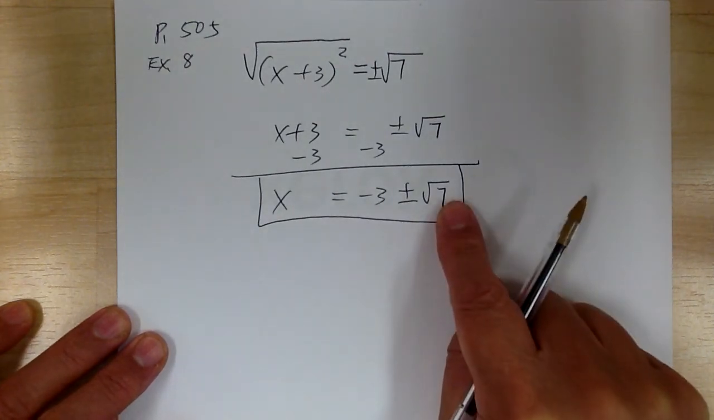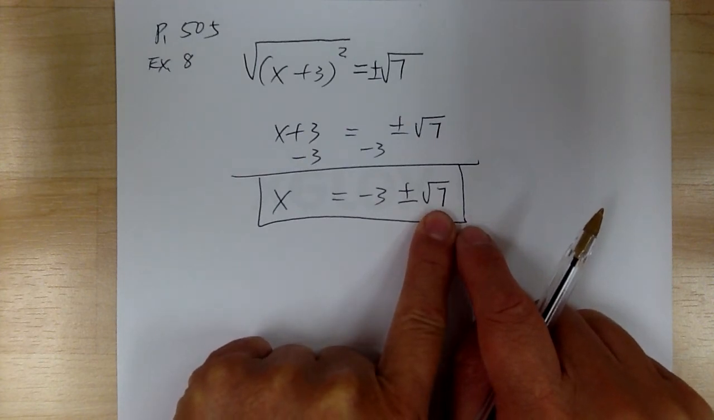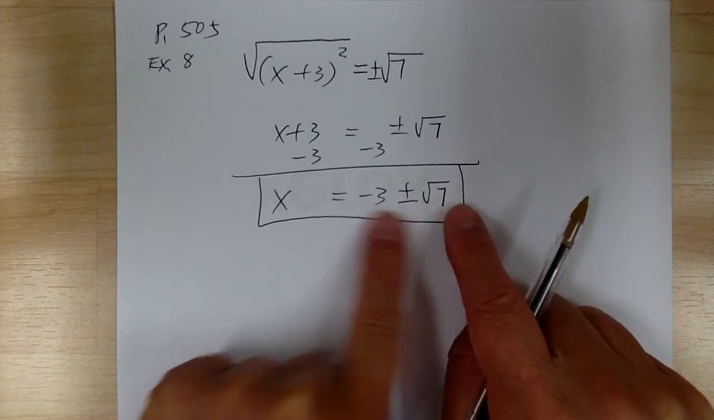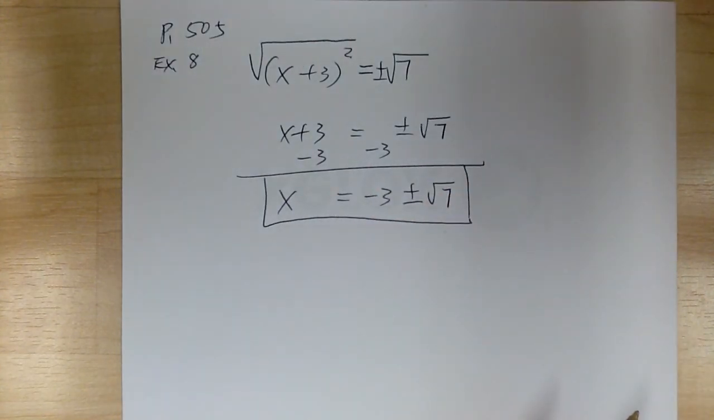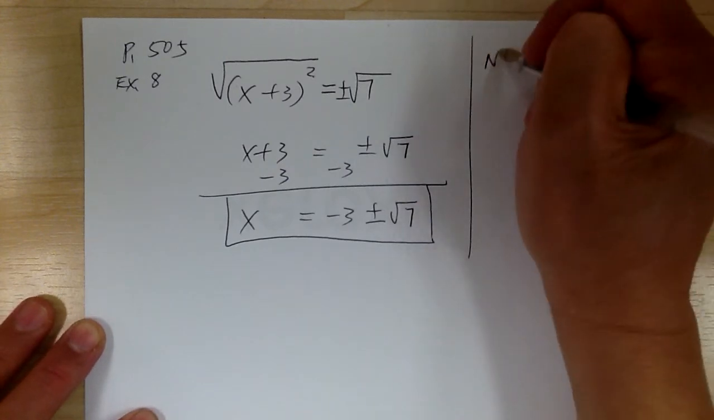Now if you can simplify it, for example, if it's a square root of 4, in that case you have to simplify this part. Okay? And so that's it. Okay, so let's go and do some practice.